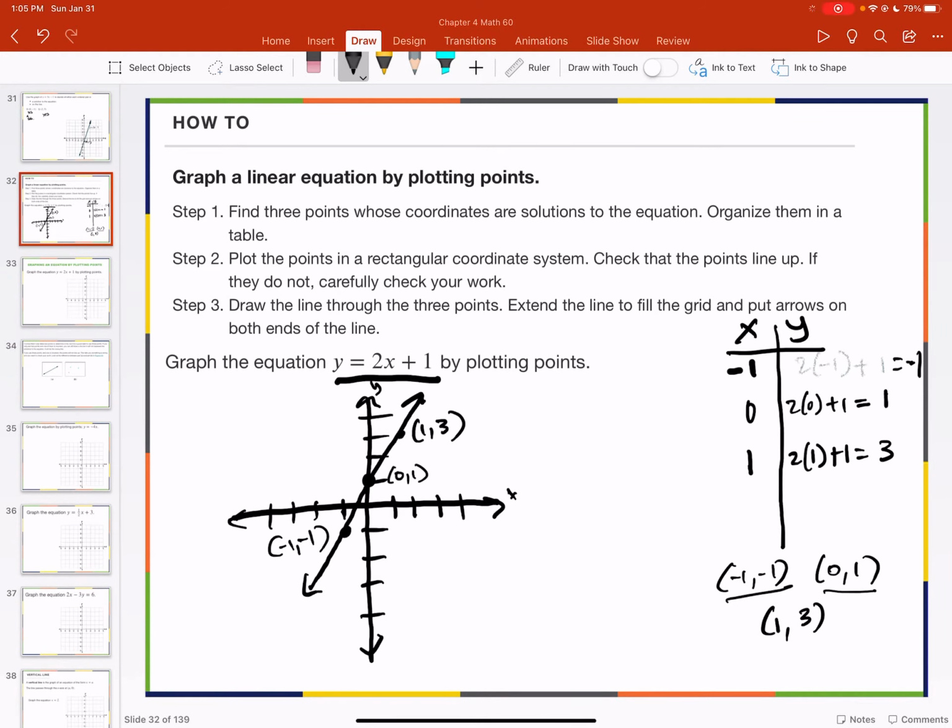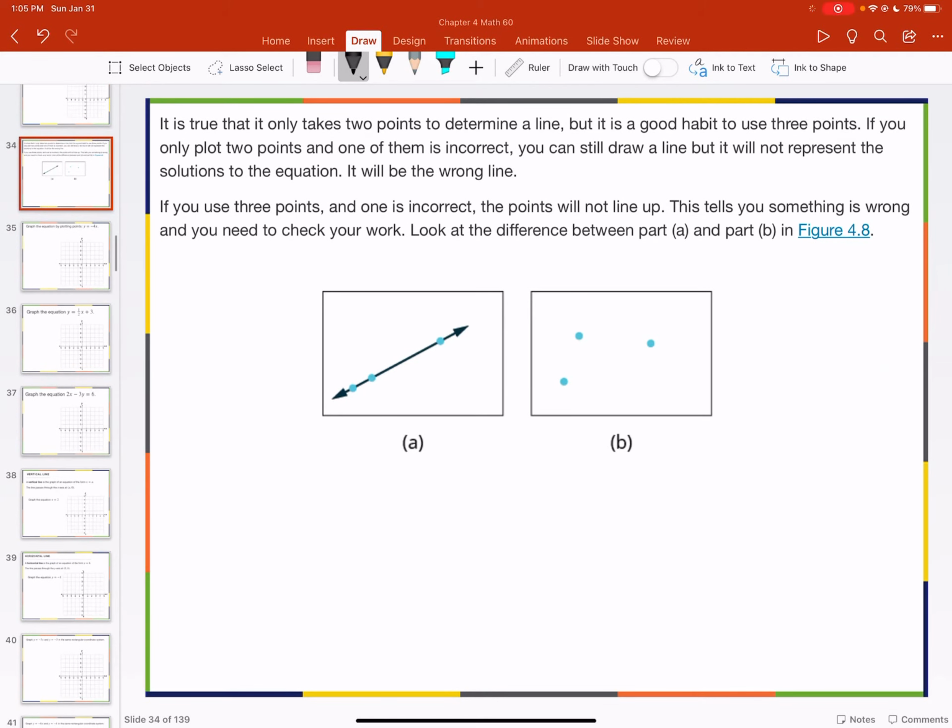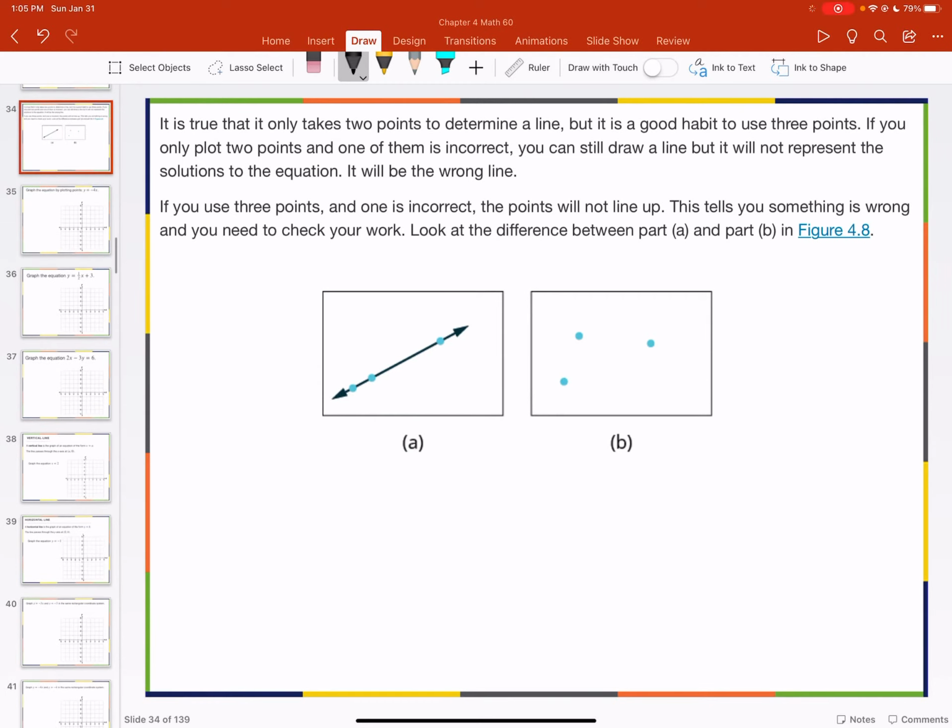All right, so that's this one. It only takes 2 points technically to determine a line, but you can use 3 points. It's a good habit because if you only plot 2 points and one of them is wrong, you can draw a line, but it won't represent the actual line. It definitely will be wrong. But if you use 3 points and one of them is wrong, the points will not line up. So see, like here, these points do not line up. That's because they're not on the line. So you need to figure out what's wrong, and you need to check your work.